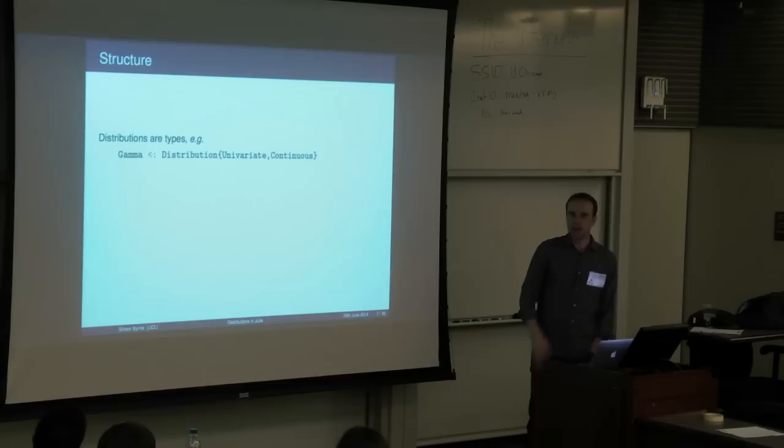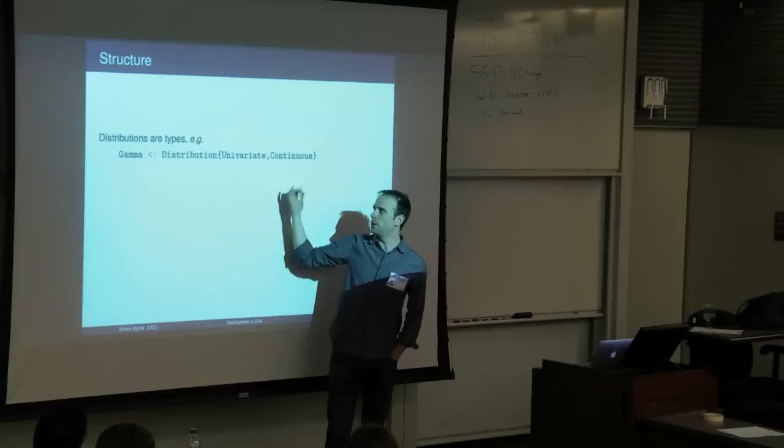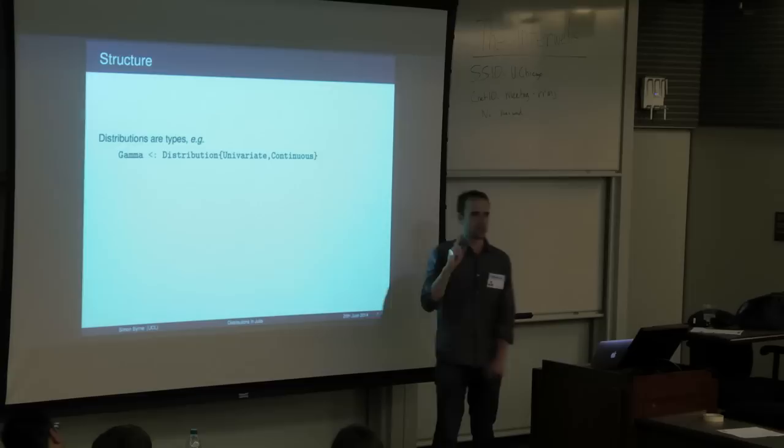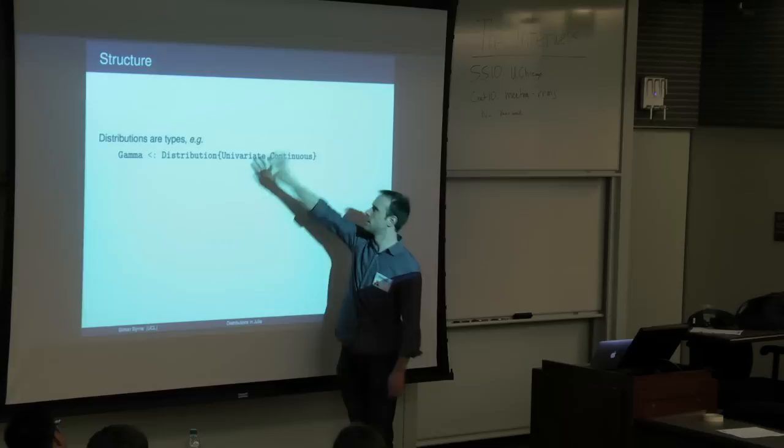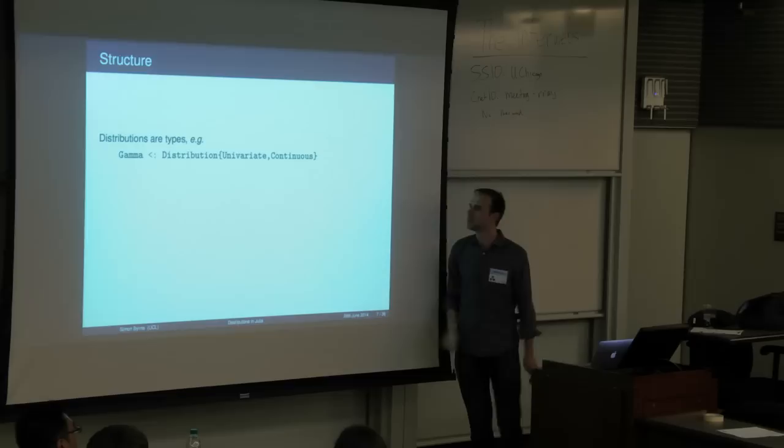As a structure, it's fairly simple. The distribution is the abstract type, and it's parametric. There are two parameters. Univariate specifies that it's a single variable; there are also multivariate and matrix-variate cases. And continuous means it takes values on the real line, while discrete takes values of integers, etc. So gamma is a univariate continuous distribution.